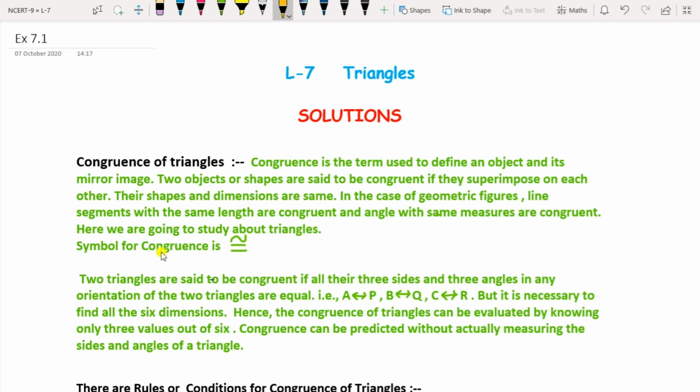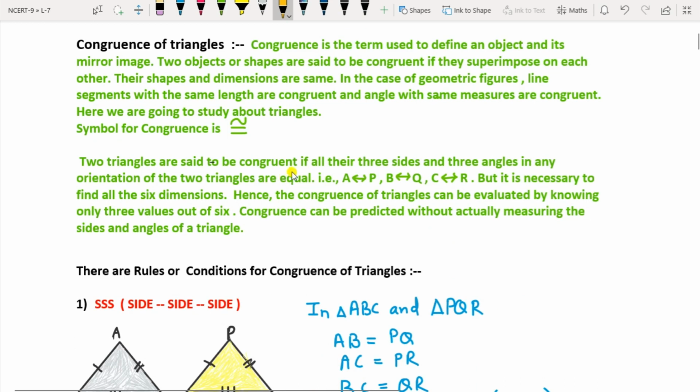The symbol for congruency is this symbol that you have to draw: equal to and a sleeping S. Now two triangles are said to be congruent if all their three sides and three angles, in any orientation of the two triangles, are equal. In a triangle you have 6 parts, that is three sides and 3 angles. So for two triangles it becomes 6 plus 6, 12, so that is 6 pairs. From those 6 pairs, if any 3 are equal, then the rest of the 3 are automatically congruent to each other, and then it is called a congruent triangle.